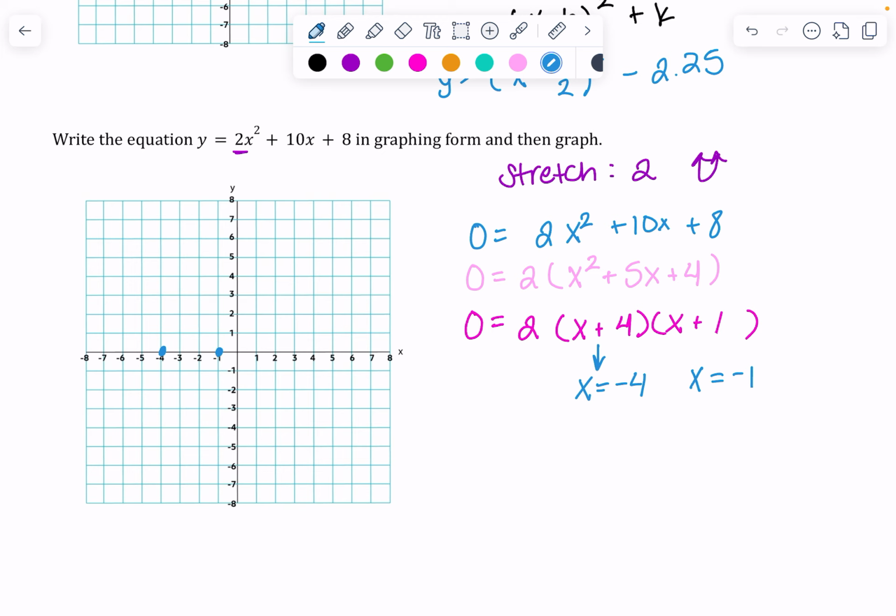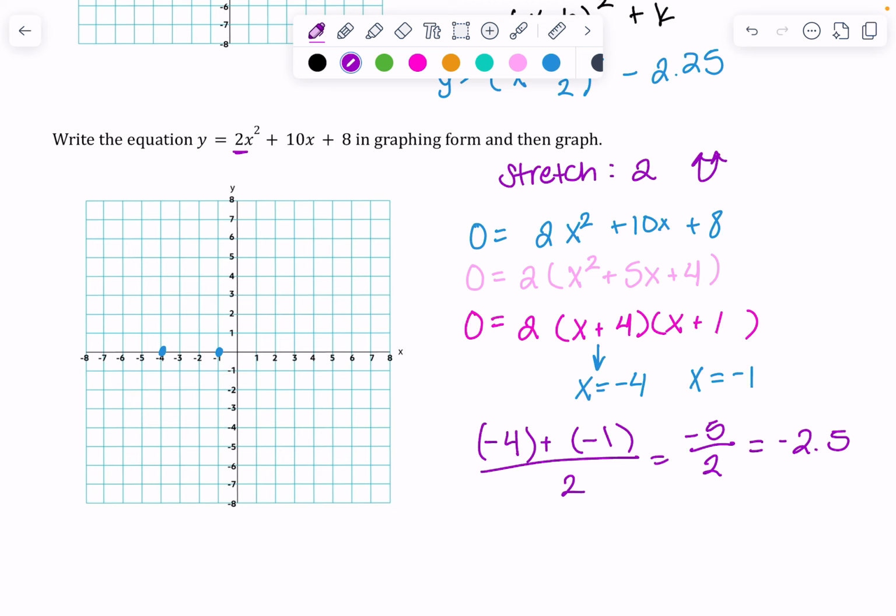Okay, looking for our vertex. If I'm visualizing a middle point, it's probably going to be right here at negative 2.5. That seems to be about the middle. But let's find that average again just to double check that that's actually where it is. So we'll add up, and I'm going to put these in parentheses actually because they're negative and I don't want to make mistakes with that. I'm going to add up my x-intercepts, divide by 2. We get negative 5 over 2. Or like what we kind of predicted, negative 2.5 is the x coordinate for our vertex.